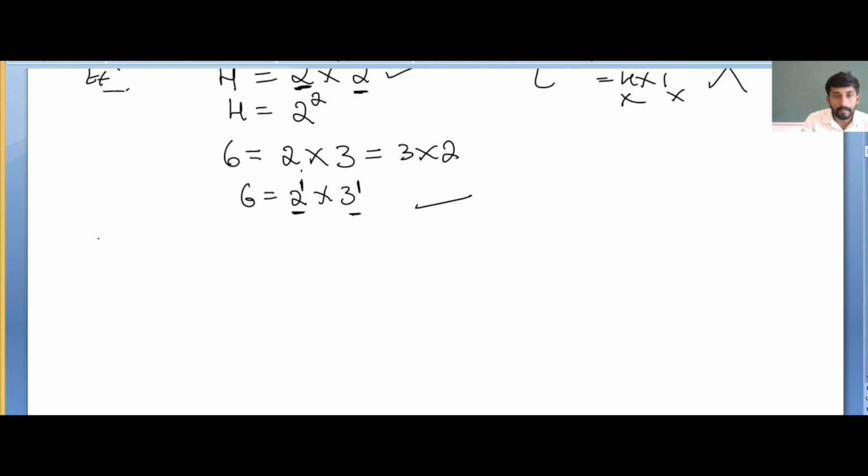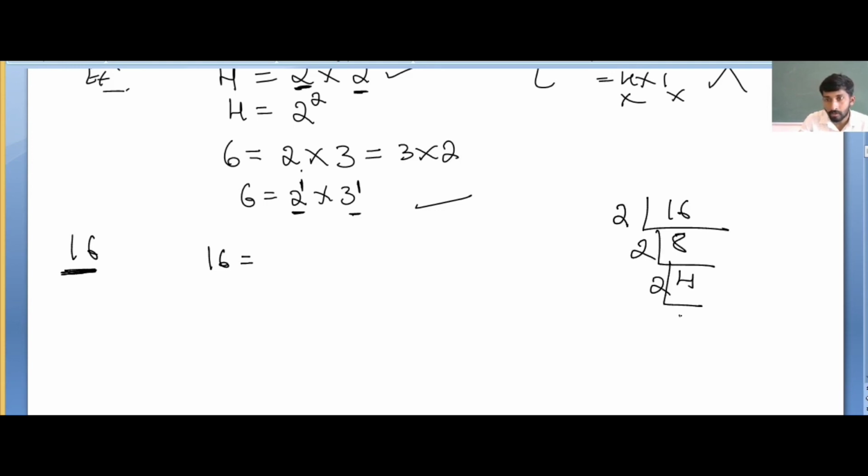Now consider some bigger numbers. I am taking 16. You know 16 is not a prime number. Clearly 16 is a composite number. Now decompose 16. I will start from the least prime number, that is 2. 2 8s are 16, 2 4s are 8, 2 2s are 4. So 16 can be written as 2 into 2 into 2 into 2, 4 times 2, or you can write 16 is equal to 2 to the power 4.